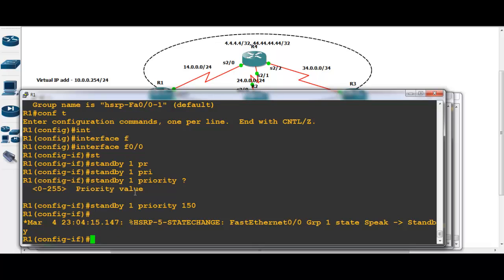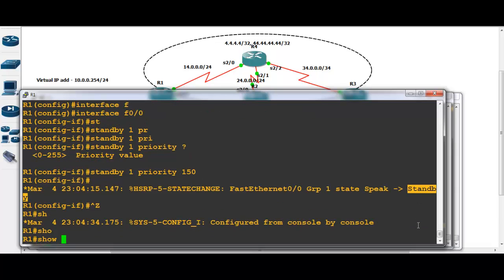See, though the priority is high, it is not going to take the role of active. It is going to standby. It has taken the role of standby from R2, but it is not going to active. It will not go to active. For active state, it has to win the election. For that, preemption is needed.